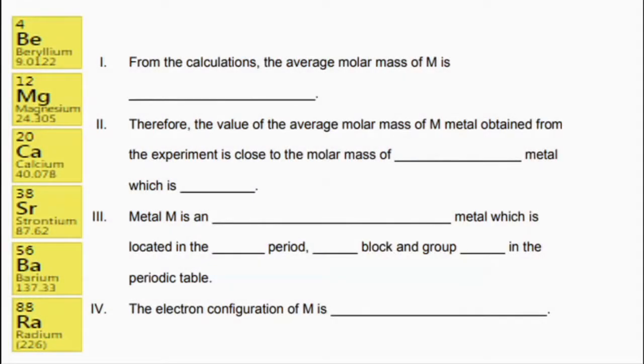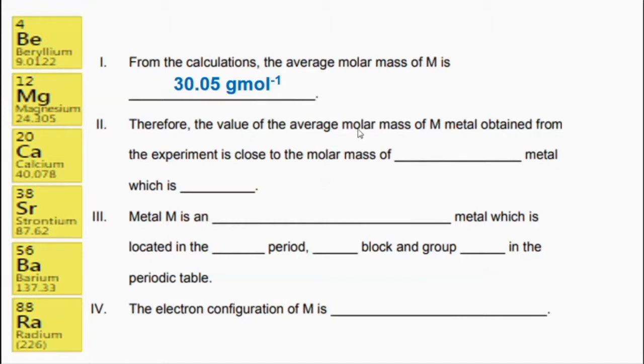Alright, so we have come to the last part of this post-lab. We're going to do some discussions based on your findings, your results, and your calculations just now. From the calculations, the average molar mass of M that I obtained from this experiment is 30.05 grams per mole. So if we look at this value, what can we say about it?